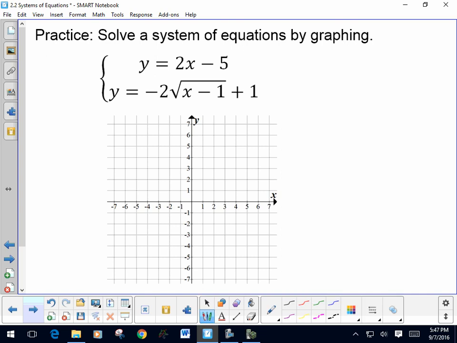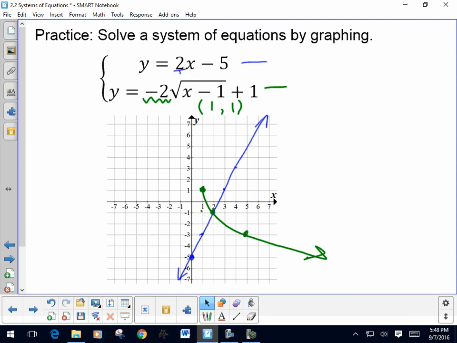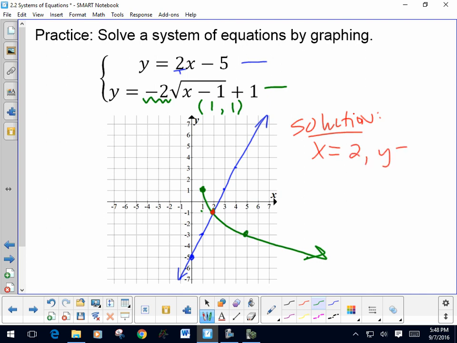Okay, so we're just going to practice a couple of these. Our first system, the first equation in this system, I'll graph in blue. It is a straight line. It has a y-intercept of -5, and the slope is 2, so up 2 over 1 for the slope. Something like this. Second equation I will graph in green. So it's a square root graph. It starts at the point 1, 1, and it has a stretch of -2. So from that point 1, 1, I'm going to go down 2 over 1, down 2 over 3, down 2 over 5. And there is my square root graph. So the solution to this system, looking for that intersection point, it would be x equals 2, y equals -1. Or if you like, you can write it as the point 2, -1.